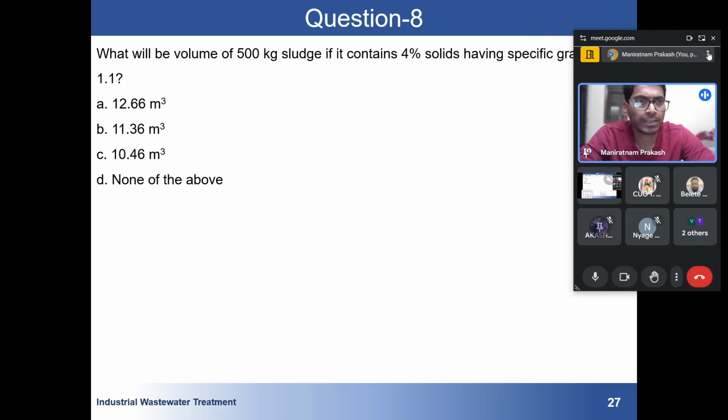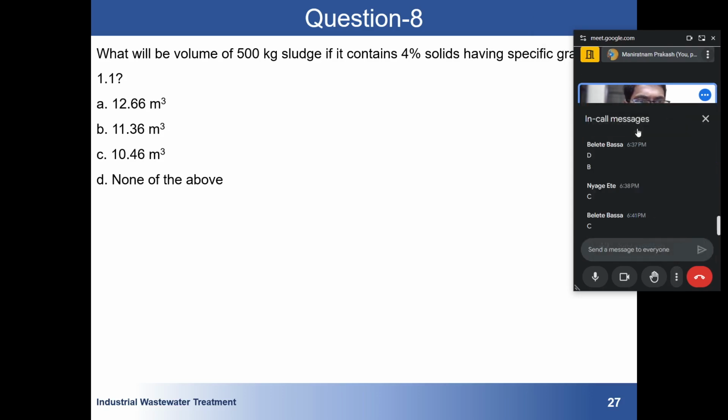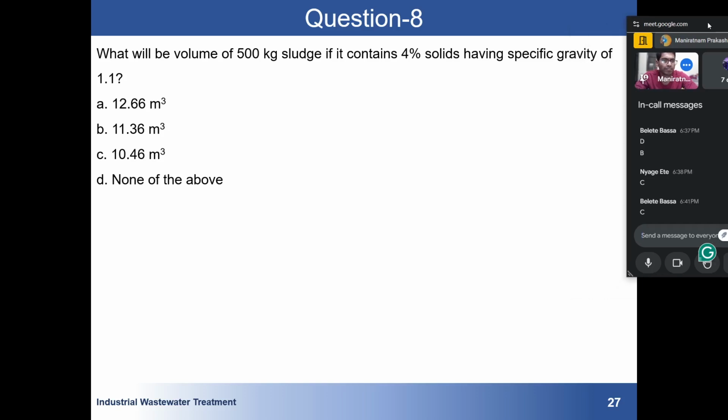Did anyone solve it? Okay, so let's look into the solution. The solution is very simple.